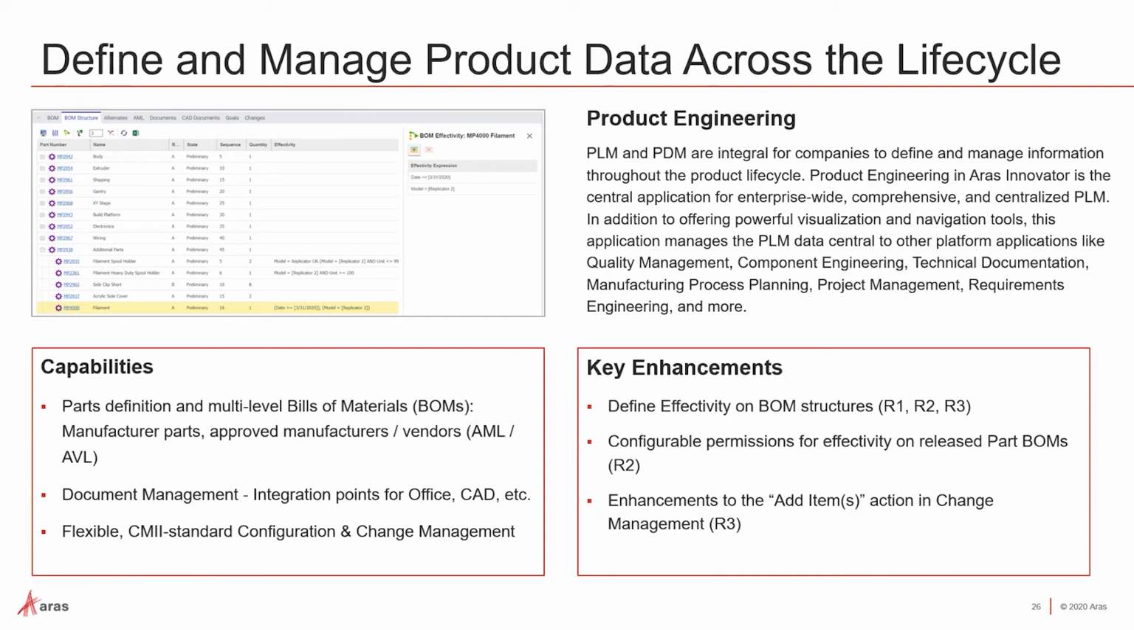The big story in 12 is the introduction of effectivity management on BOM structures so that you can manage multiple BOM configurations in one structure. We support date, model, and unit effectivity options out of the box, and it's possible to configure others. We also now support configurable permissions for how you deal with released part BOMs, and there are some other enhancements to PE, including improvements to the add items action for change management.